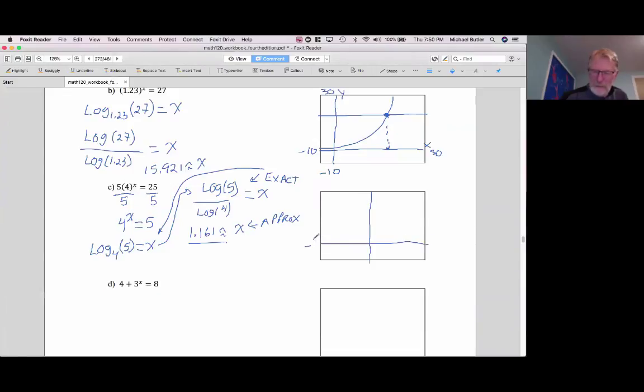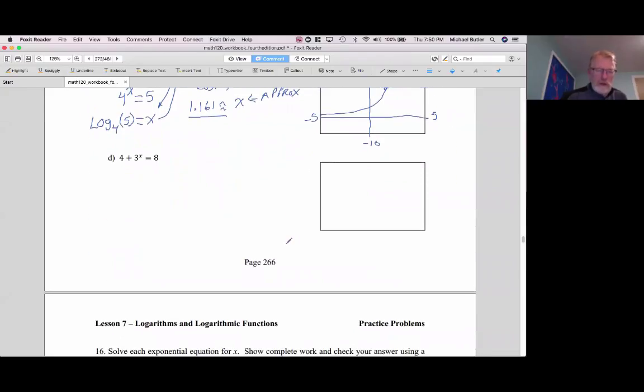Okay, so again, it's a good idea, in case you have to come back and recreate this, to put your window settings on the ends of your axes, okay? And I see that x is, again, approximately 1.161, okay? All right, one more in this one.